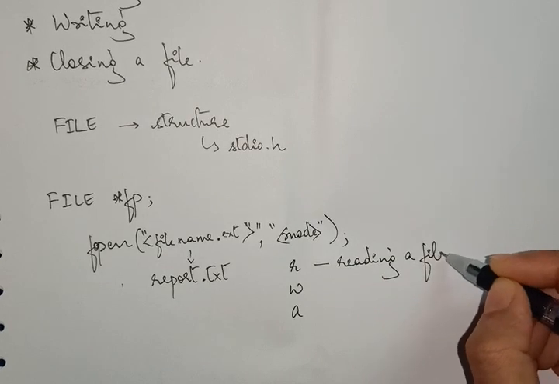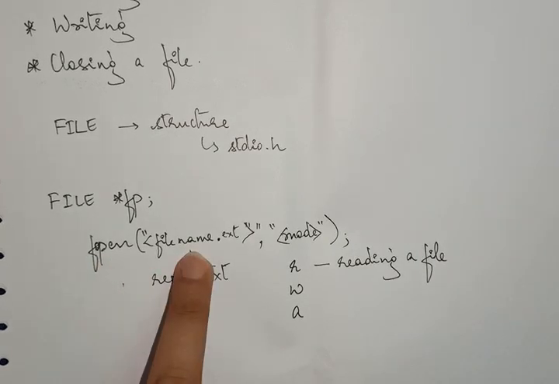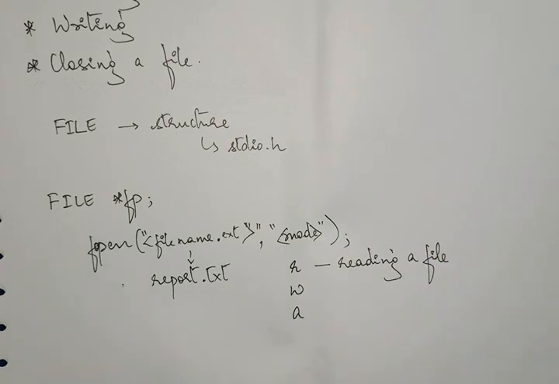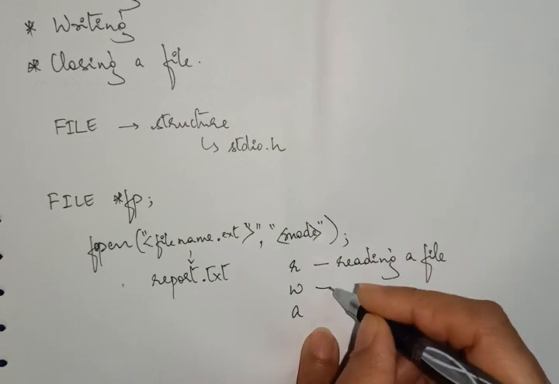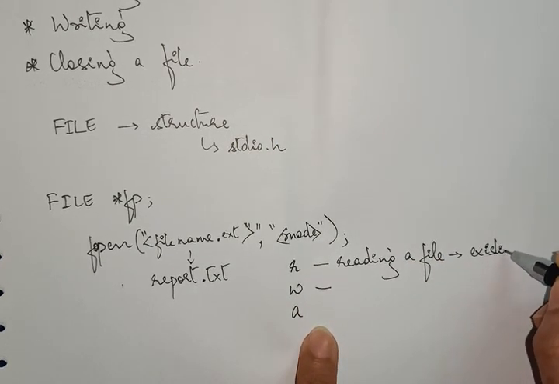In this mode, when you open a file, it should be an existing file. That is, you have to pass a file which already exists, such that you open that file and you just read it. The user is not allowed to manipulate or update anything in that particular file when you open a file in read mode. And this should be on an existing file. You have to apply this mode on an existing file.